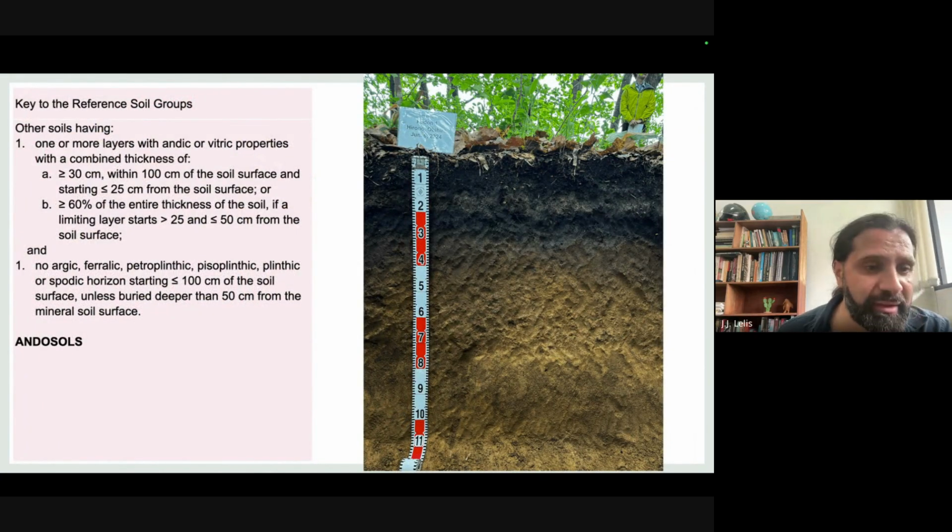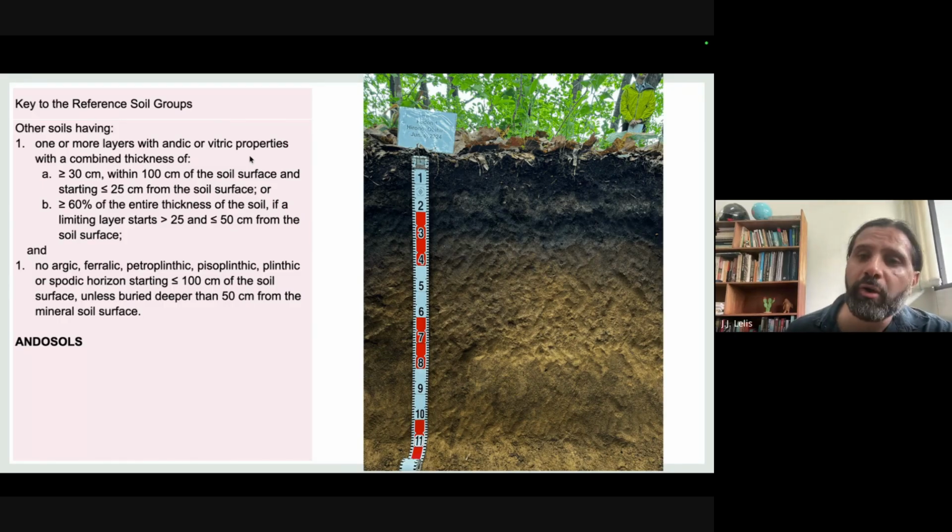We also have the Andosols, and here the Andosols have one specific dynamic connected to low crystalline minerals or organic matter, okay? So soils that do not fulfill the criteria for the previous RSG, and have one or more layers with andic or vitric properties. We already saw what andic or vitric properties are. The vitric properties are those properties connected to vitric minerals, ash, and some minerals produced by recent volcanic activity.